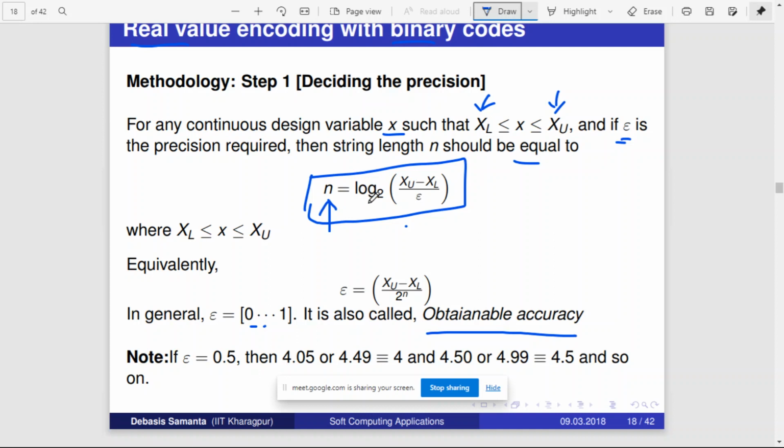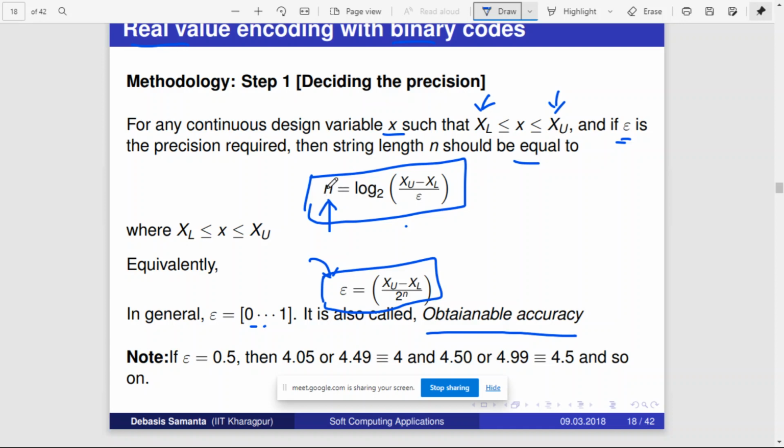Or if you have a binary value and you want to identify its accuracy, I mean how accurate it is with respect to the real value, that can also be identified like this: epsilon is equal to (xu minus xl) by 2 to the power n. So this is just the reverse of the previous formula. Basically this is the equation used to convert the real value to a binary code.